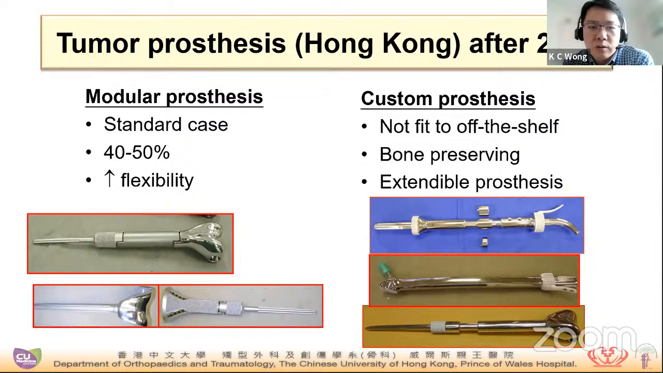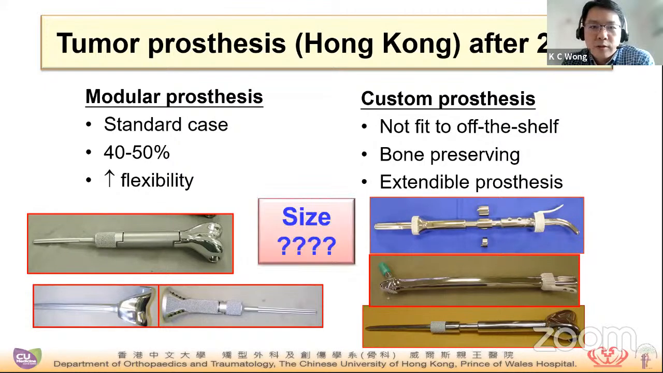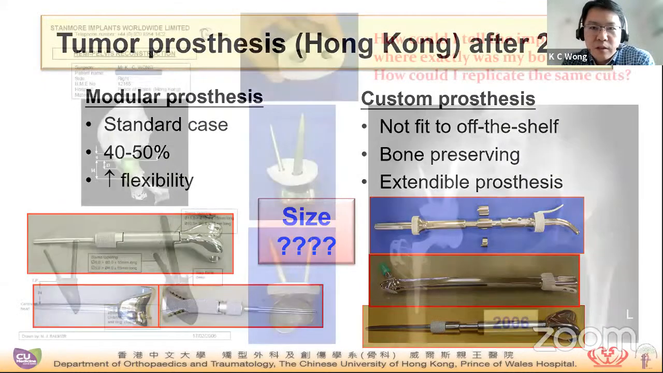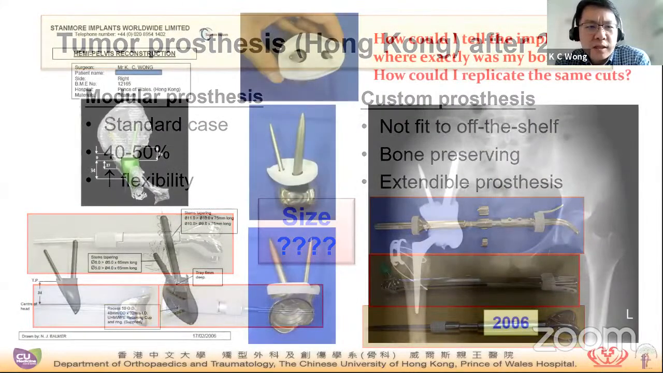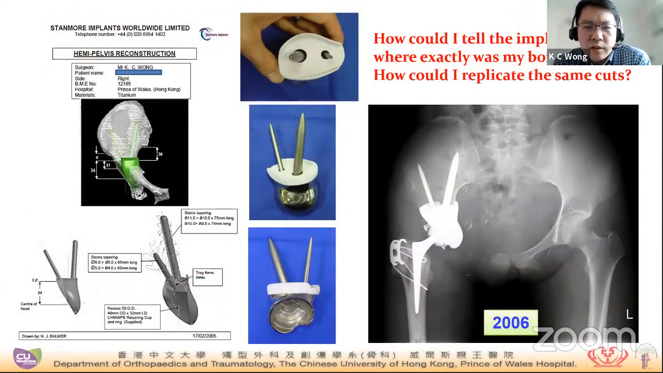And also we want to have an extendable procedure in pediatric cases. We will adopt a custom approach, so size is really an issue. At this time, when we started in this area, there was no off-the-shelf implant like the pelvic implant. One of the issues at that time was that it was really difficult to communicate with the implant engineer.